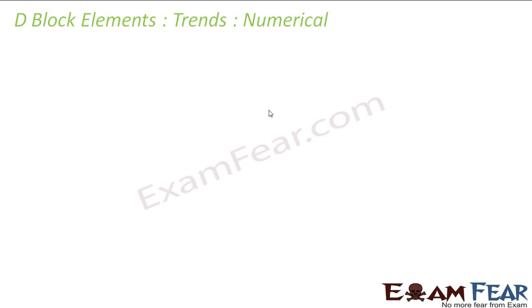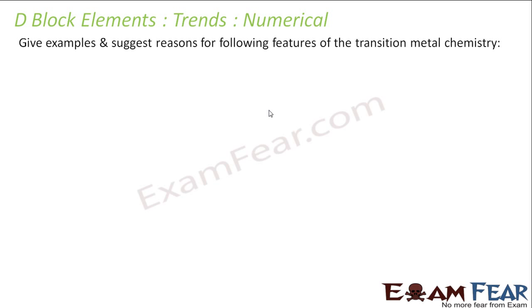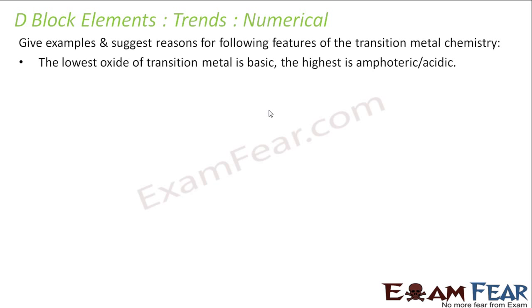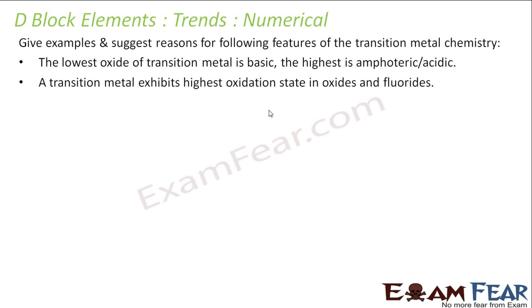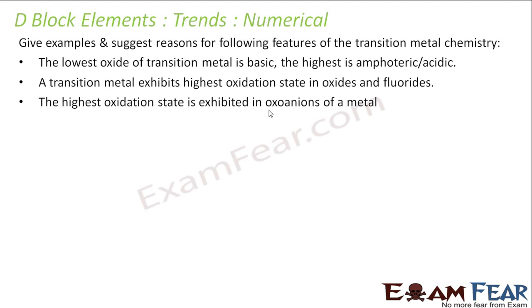Give examples and suggest reasons for the following features. The first is: the lowest oxide of a transition metal is basic, the highest is amphoteric. The second is: transition metals exhibit the highest oxidation state in oxides and fluorides, and the highest oxidation state is exhibited by oxyanions of metals. We have to explain this. See, we have already said that the lowest oxides of transition metals are basic and the highest are amphoteric. Why? Because in the lowest oxides, some of the valence electrons are not involved in bonding.